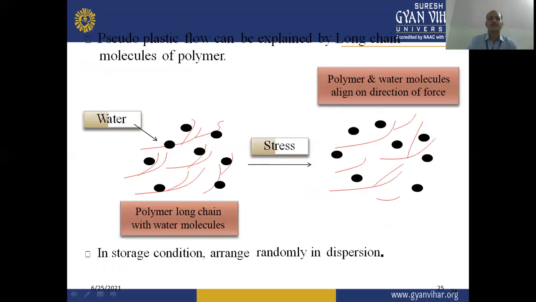So pseudoplastic flow can be explained by long chain molecules of polymers. So polymer long chains with water molecules, where the water is associated with these types of molecules. When we apply the stress, the polymer and water molecules align in the direction of force. Storage condition, arranged randomly in dispersion. So these are the different pseudoplastic flow. It can be explained by the long chain molecules of different types of polymers.